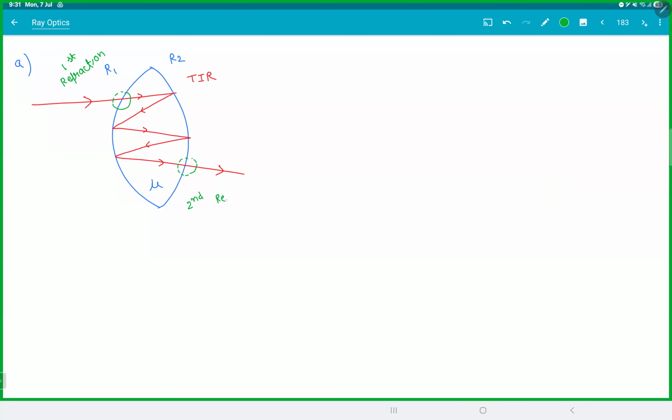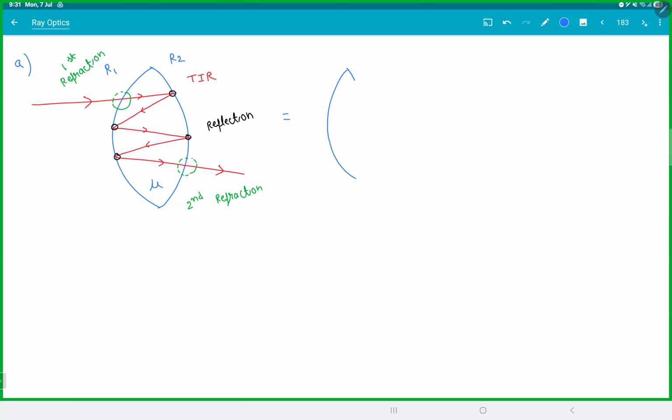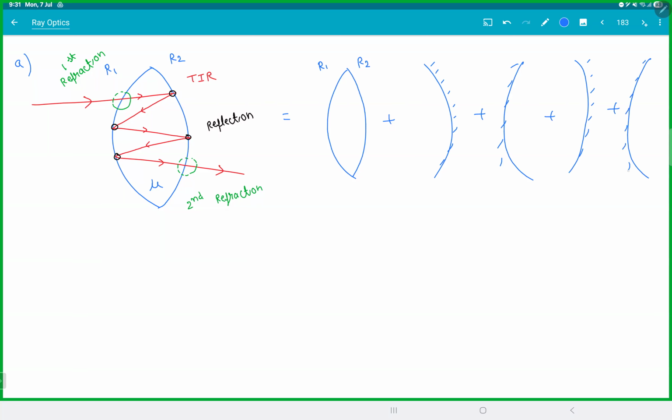So this whole setup behaves like one lens. Great. Plus, there is one reflection, second reflection, third reflection, fourth reflection. So there are 4 reflections and 2 refractions. The 2 refractions together, I can treat as one lens, plus a combination of 4 mirrors. So we have mirrors R2, R1, R2, R1.